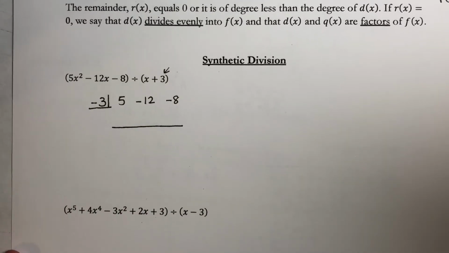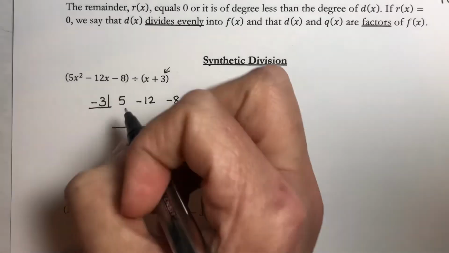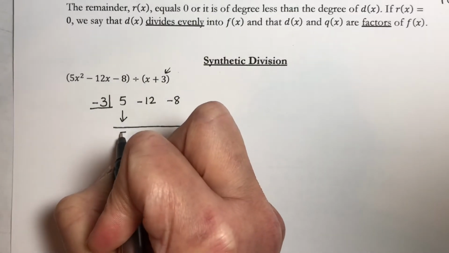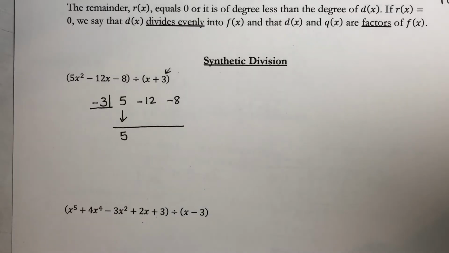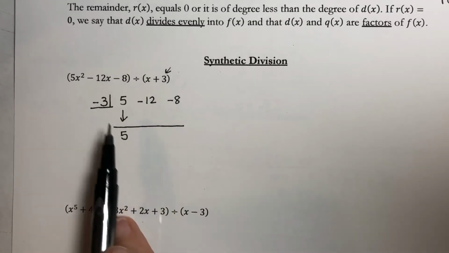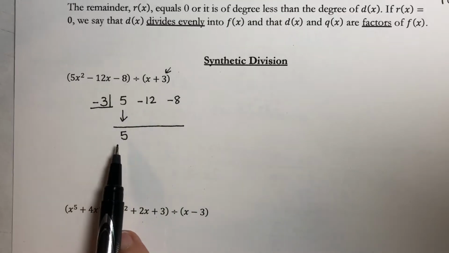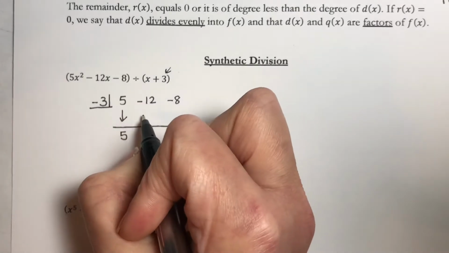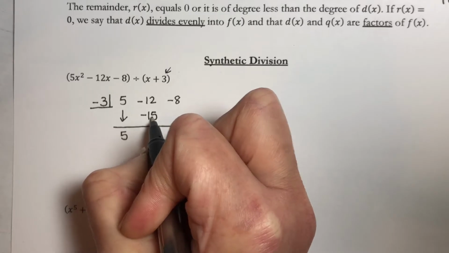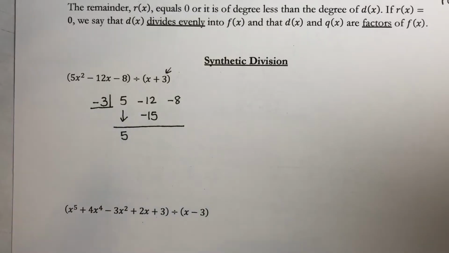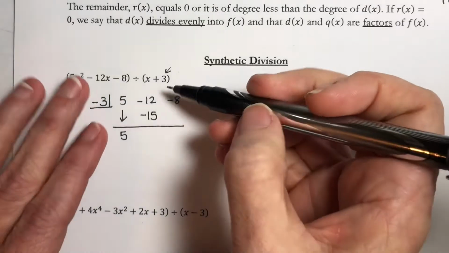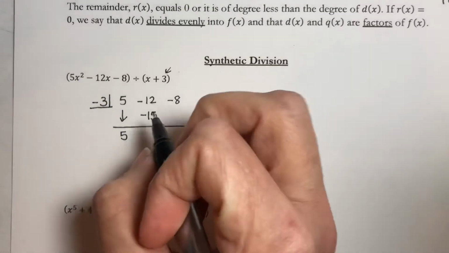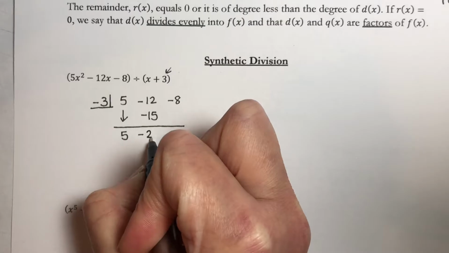Okay, now here's the process. I'm just going to bring down this first number, whatever it is. So that becomes a 5. Now take this number and multiply it by this number. 5 times negative 3 is negative 15. So I write down a negative 15 right here. Now I want to add these numbers together. Add. So this becomes negative 27.